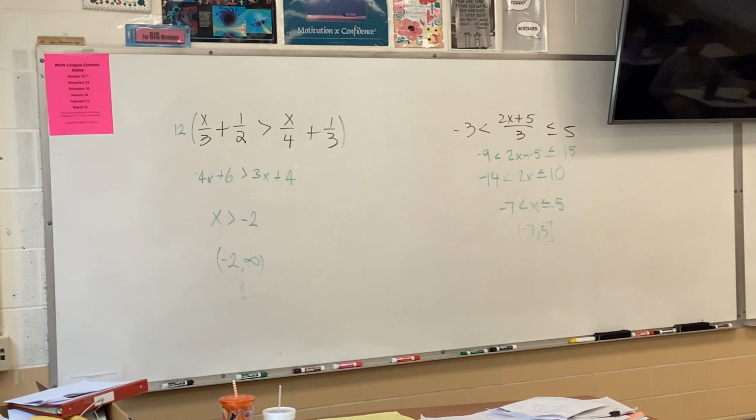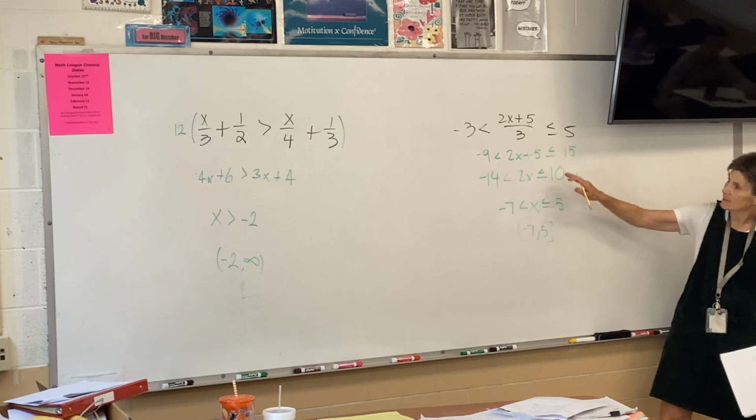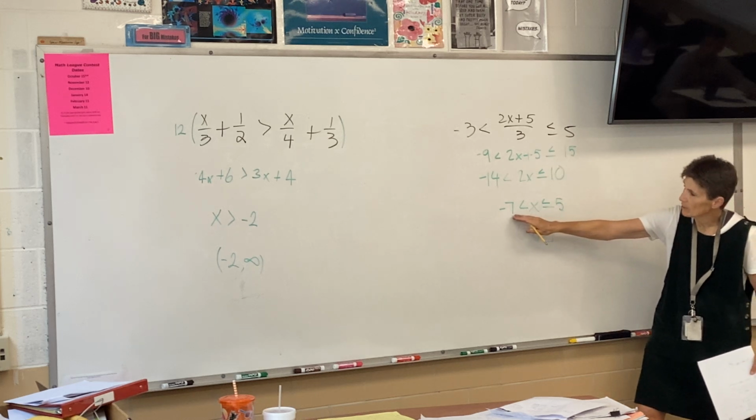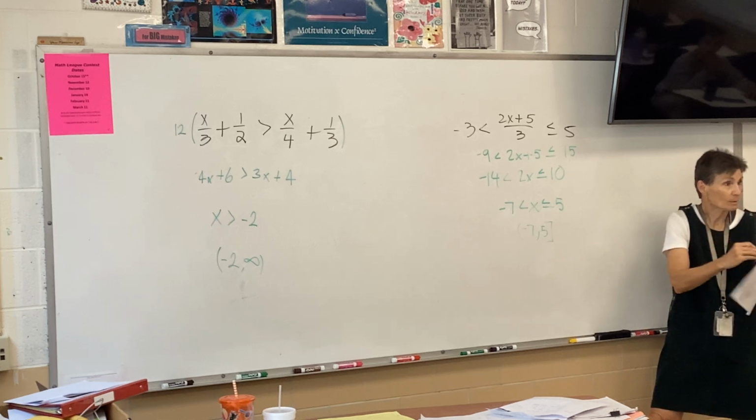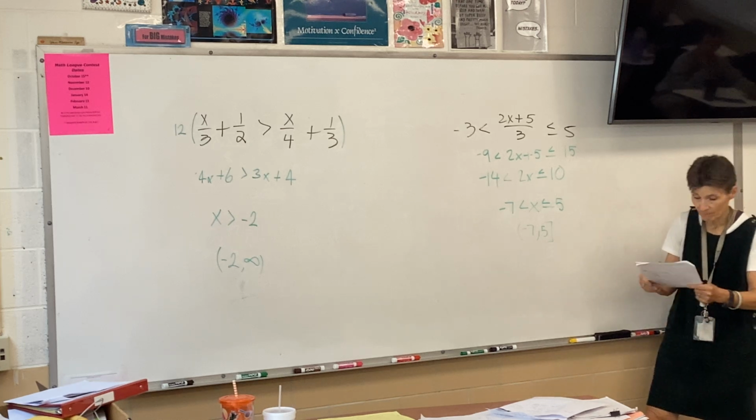As fast as they can at the board. What do you think? Got it? Thumbs up all the way around? Everybody good? Love it, all right. Does this notation make sense to everybody, that since x is between -7 and 5, we're talking about just the part of the number line between -7 and 5.